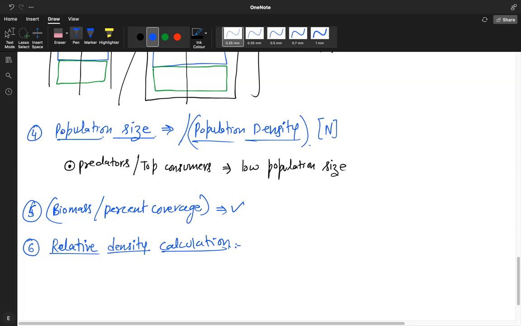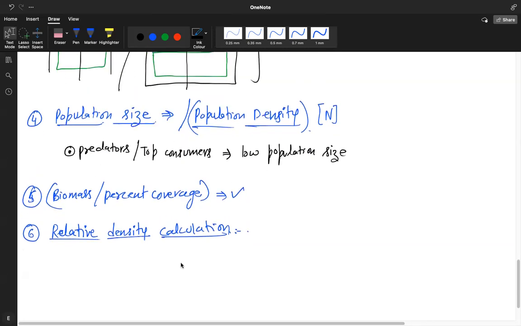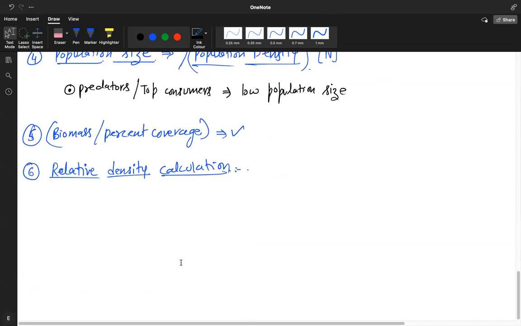where we cannot count the population size or the absolute population density. Is that clear? So relative density is an indirect measure of population size. Okay, so that's there. Now another attribute is population growth.